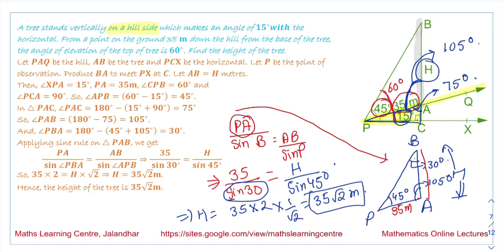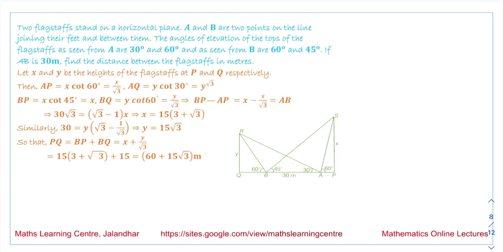Now in this next question we are given that two flag staffs stand on a horizontal plane. These are RQ and SP. Suppose we consider the length of one as X and the height of the other as Y. Then we are given two points, A and B, which lie between these two flag staffs.